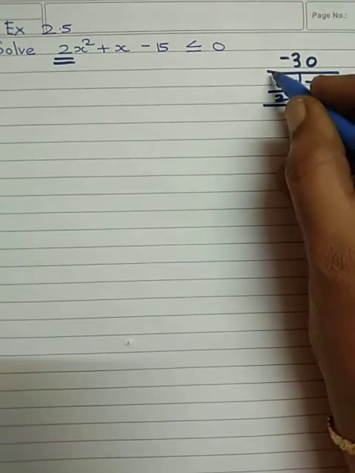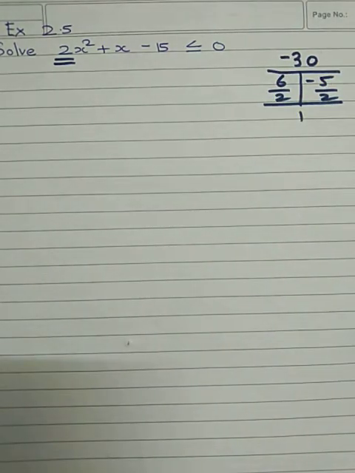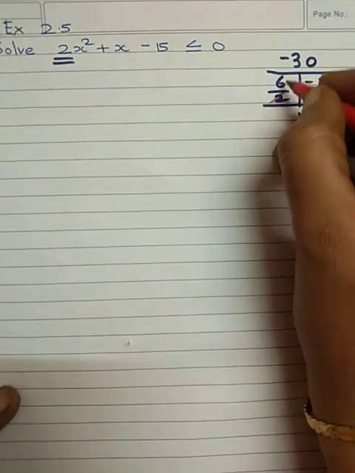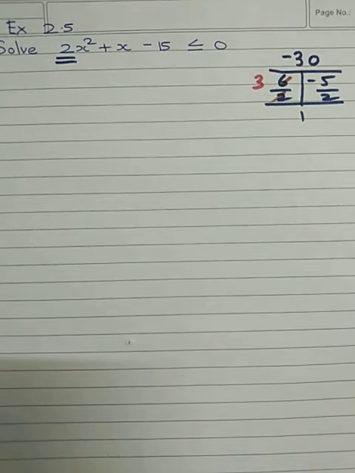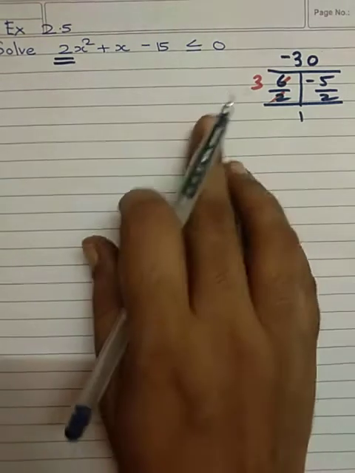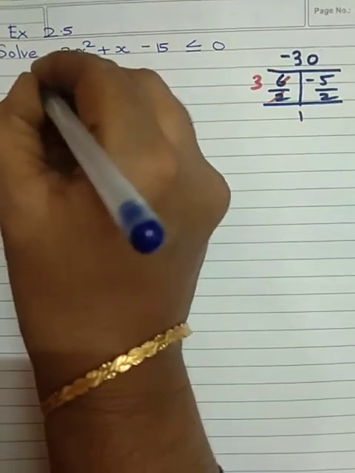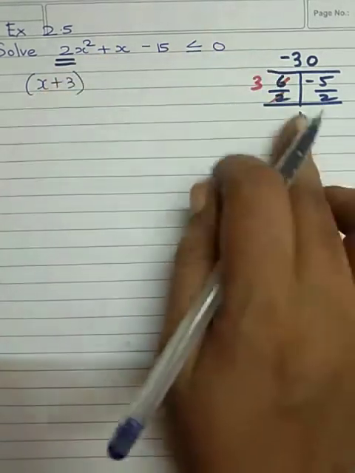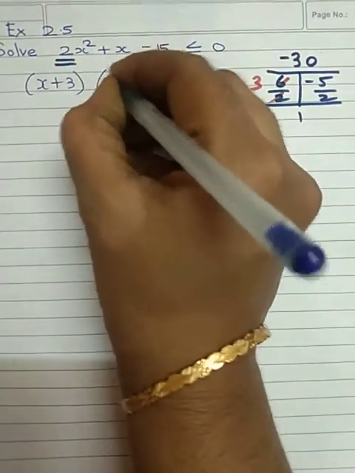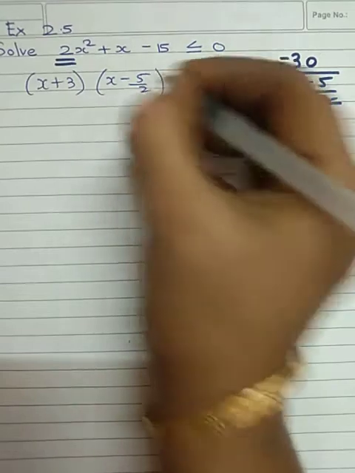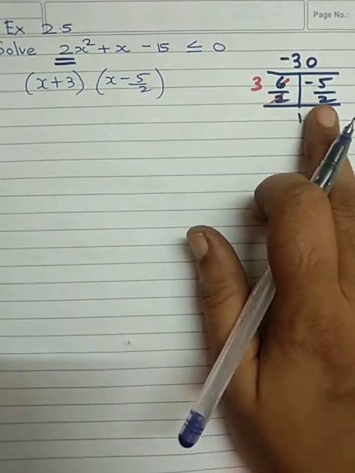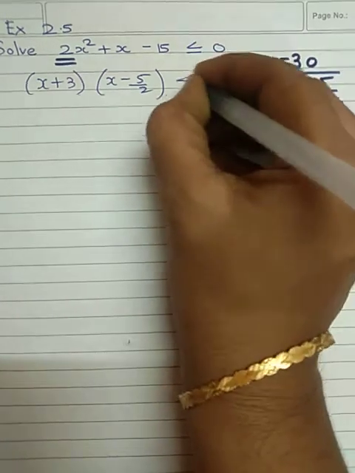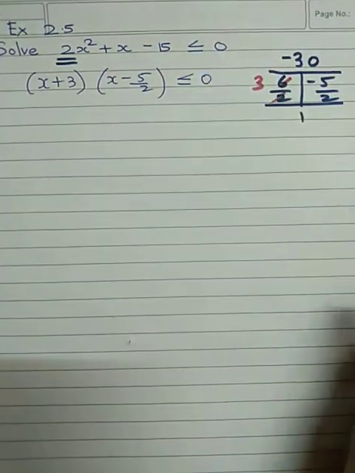Now this one I can reduce further, so when I reduce further, I will have 3. But this one I can't reduce. So let me put the two brackets. The first bracket is x + 3, and the next bracket is x − 5/2, less than or equal to 0.